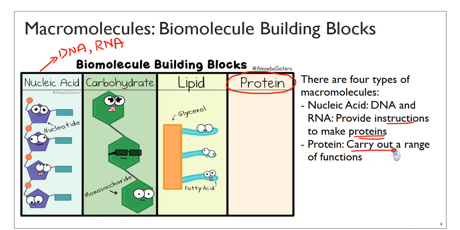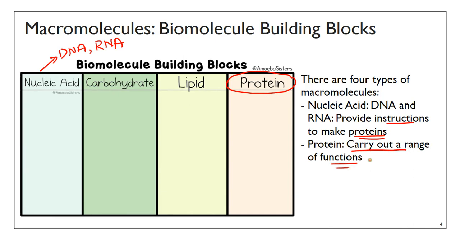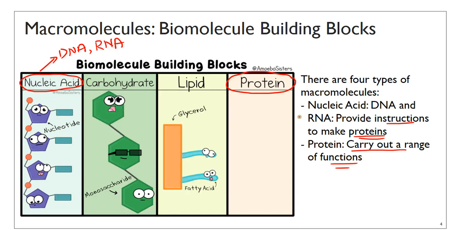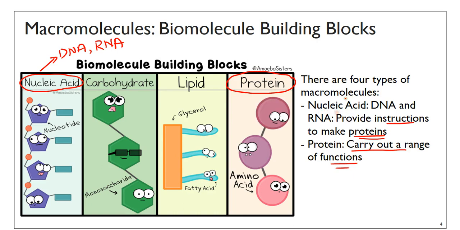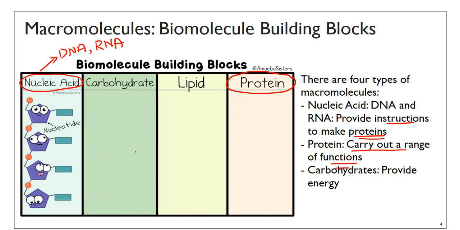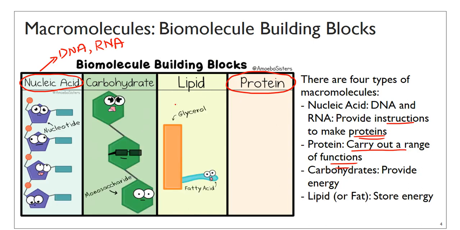They are the molecules that carry out all of the functions that allow you to live. And DNA provides instructions on how to make the proteins. So that's the relationship between DNA, RNA, or the nucleic acids, as they are both called, and proteins. You also have two other types of biomolecules: carbohydrates, which just provide energy, and lipids, which store energy.